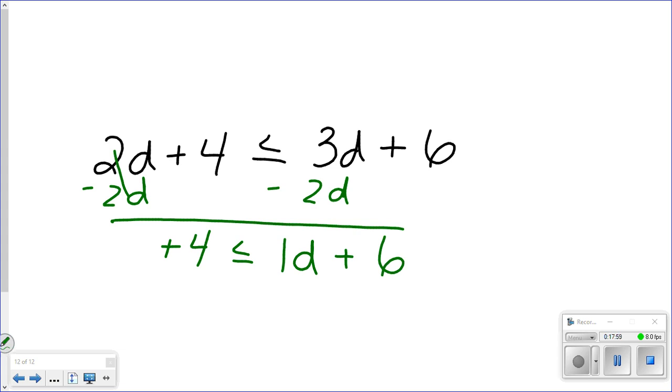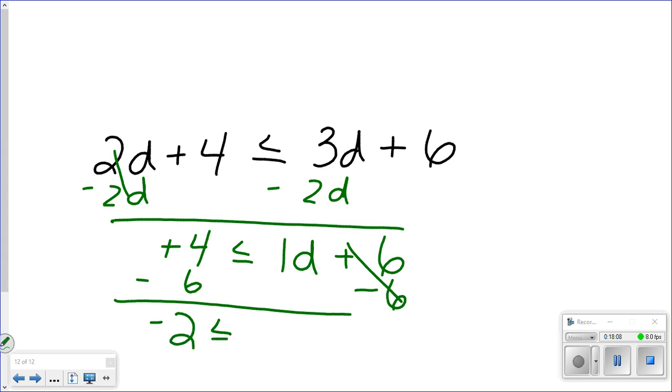Everybody get to this part? Okay, so I got a minus 6 then. It's going to be negative 2 is less than or equal to d. It's still going to be a negative 2. Divide by 1, divide by 1. So it's going to be negative 2.